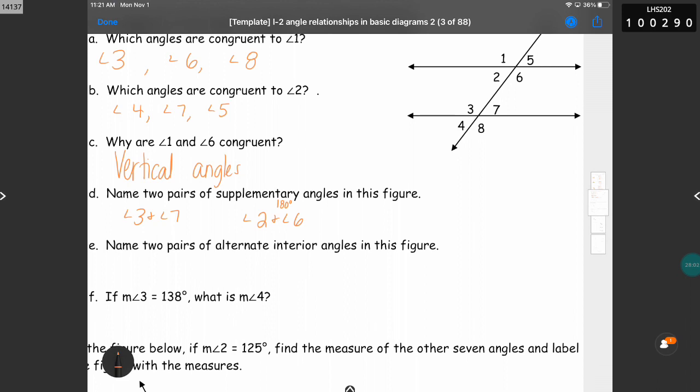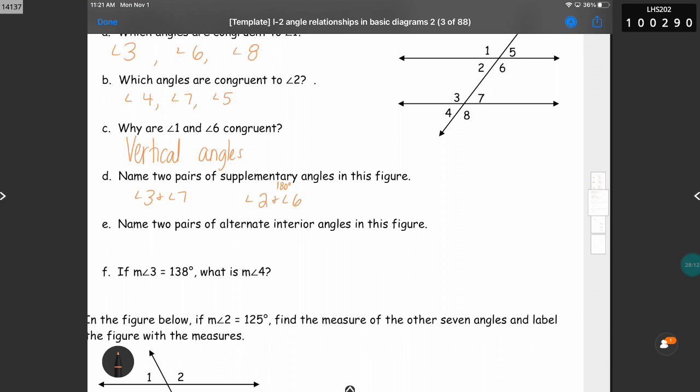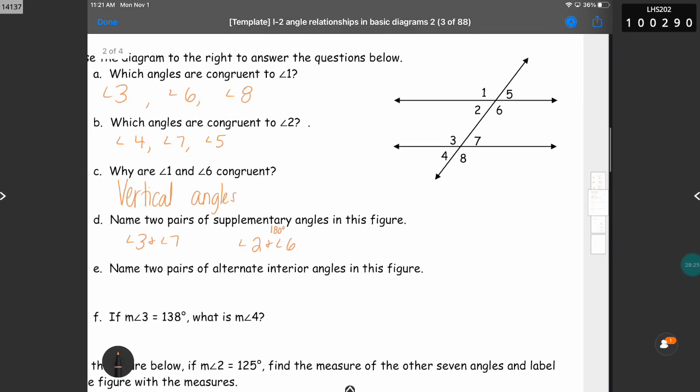Okay? Name 2 pairs of alternate interior angles. Remember, interior means inside the parallel lines. So what are the only numbers that are inside the parallel lines? 3, 7, 2, and 6. Alternate interiors, what is that going to be? 2 and 7, and 3 and 6.